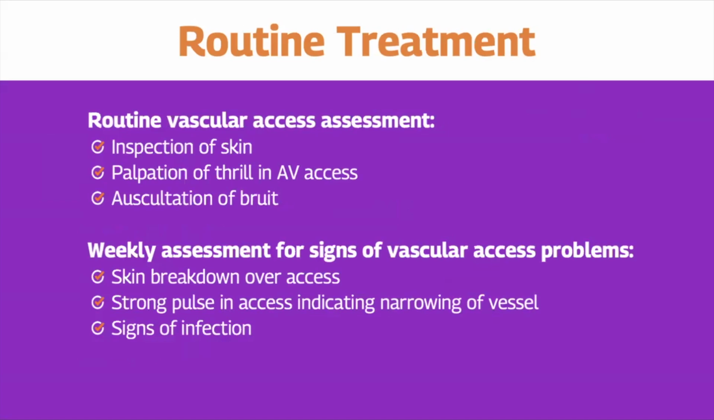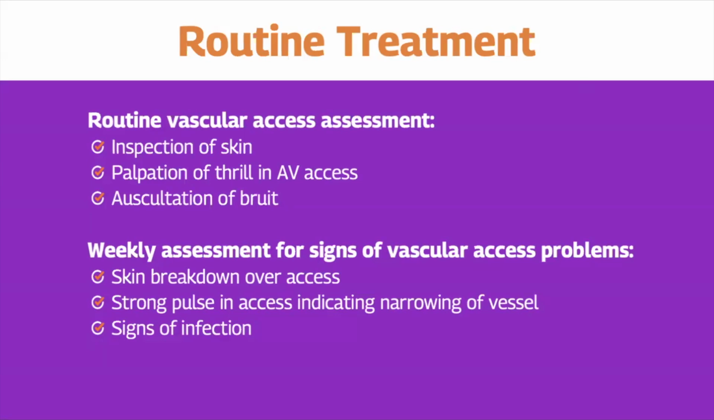Routine vascular access assessment is inspection of the skin over the access, palpation of a thrill, and auscultation of a bruit. A bruit is the whooshing of the blood that you should be hearing when the heart is pumping, or with the pulse. And if you hear a high-pitched sound, that usually is a sign that there is an obstruction or a stenosis in that access. So if they're at the dialysis unit and our staff hears a different type of bruit than normal, then they will investigate.